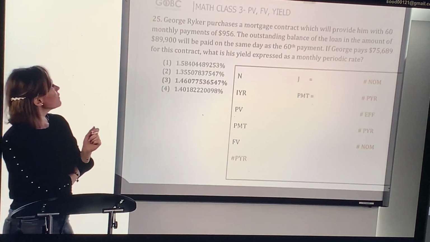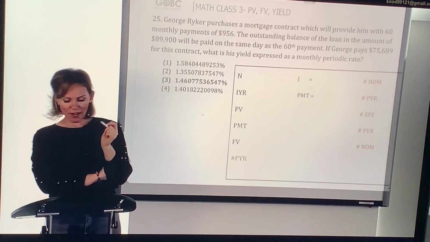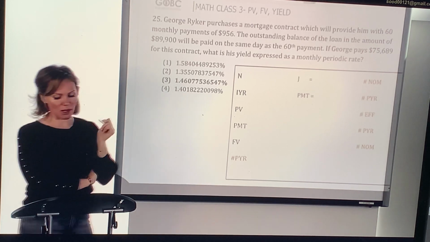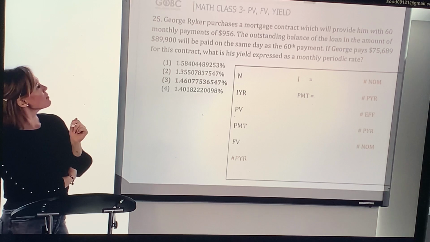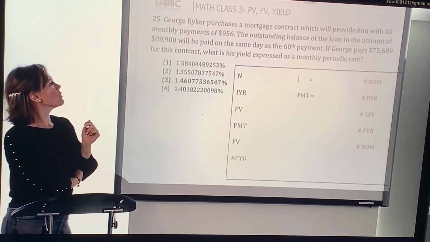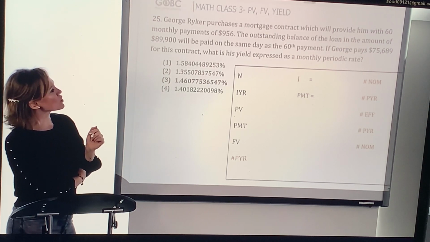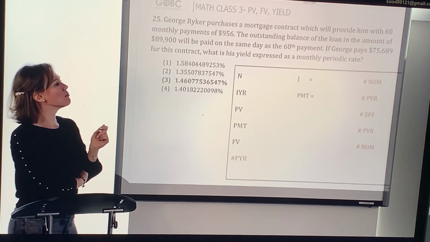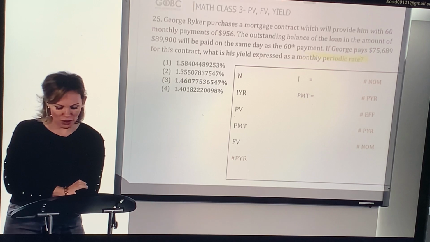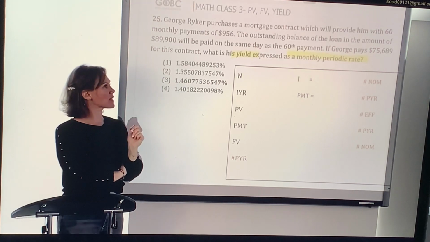Question 25, George. Write your purchase and mortgage contract, which will provide him with 60 monthly payments of 956. The outstanding balance of the loan will be 89,900, which will be paid on the same day as the 60th payment. If George pays 75,689 for this contract, what is the yield expressed as a monthly periodic rate? So that's your keyword. That's what you're looking for.